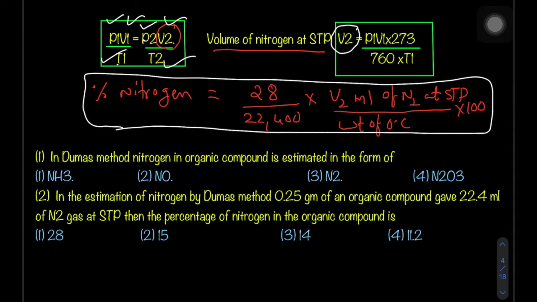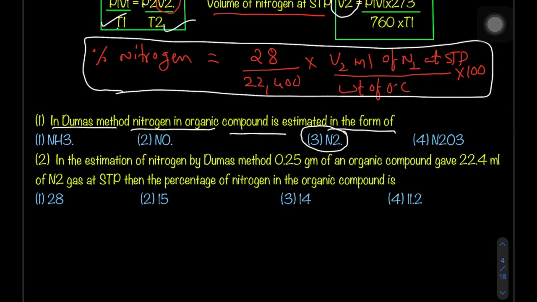Number 1, in the Dumas method, nitrogen in the organic compound is estimated in which form? This is a very important objective question: dinitrogen form. Next, in the estimation of nitrogen by the Dumas method, 0.25 grams of an organic compound gave 22.4 ml of dinitrogen gas at STP. Now the question already gives STP, so how to solve this problem?